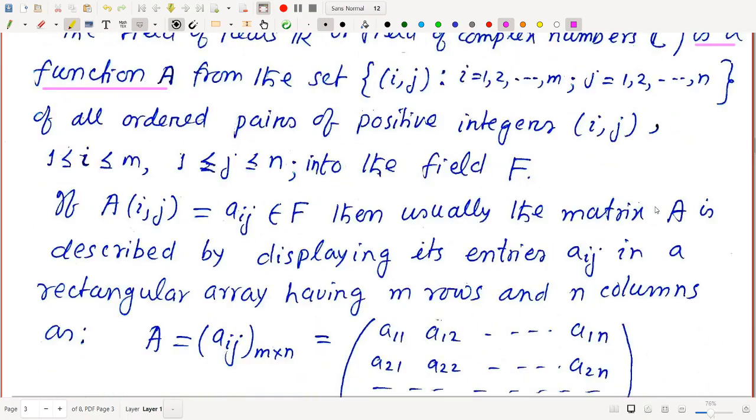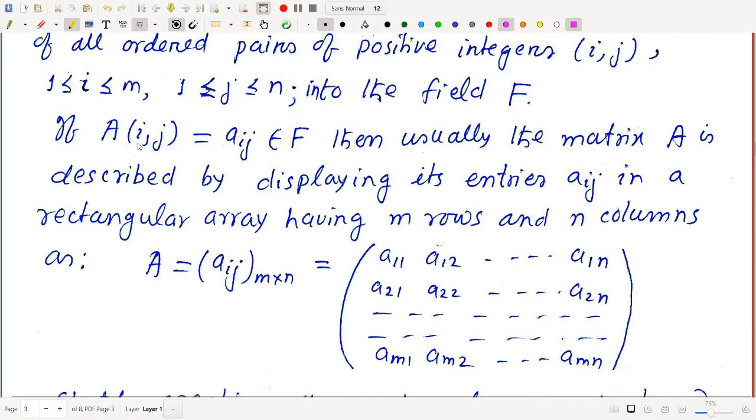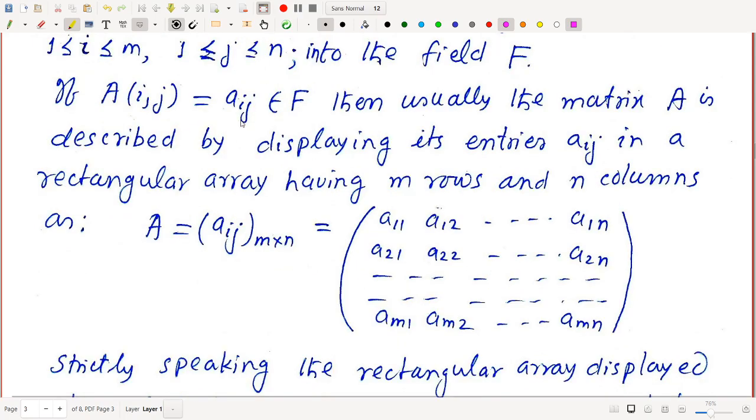Capital A is a function, and under that function, the images of ordered pairs are there. The image of the ordered pair (i, j) is denoted a_ij. It is a unique element of F, with i from 1 to m and j from 1 to n. So there are mn elements.